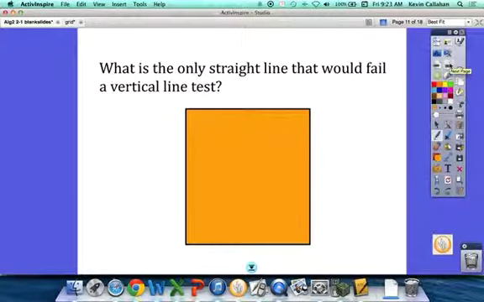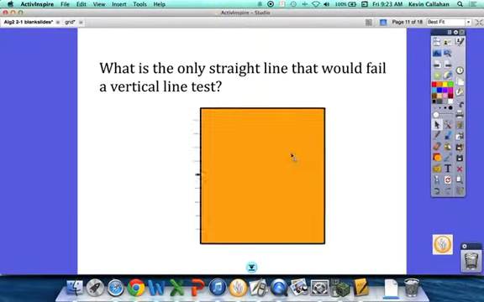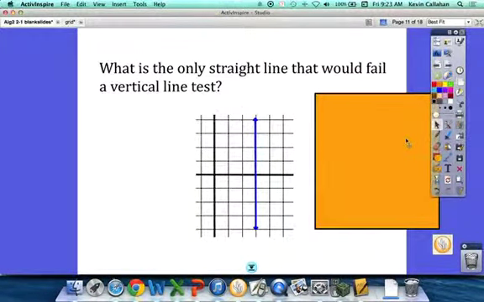So what's the only straight line that would fail a vertical line test? A vertical line, right? If you have a vertical line, then clearly it fails the vertical line test, because for the same x value, how many y values do you have? Infinitely many, right? Infinitely many.